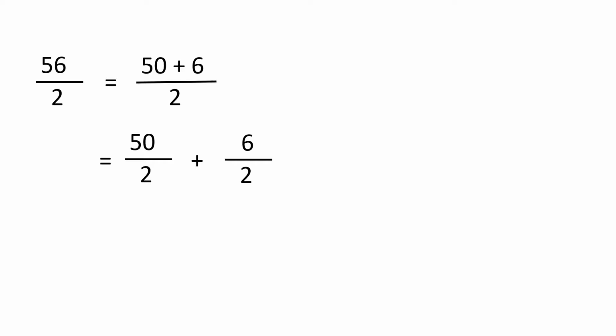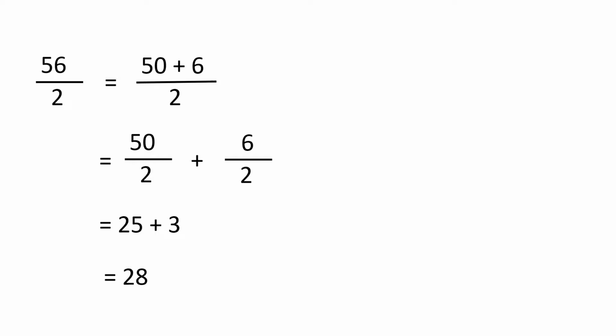One way to simplify division is to do the division in parts. 56 divided by 2 is the same as 50 divided by 2 plus 6 divided by 2. 50 divided by 2 is 25, and 6 divided by 2 is 3. So 56 divided by 2 is 28. Dividing by parts can be done with numbers other than 2 as well.